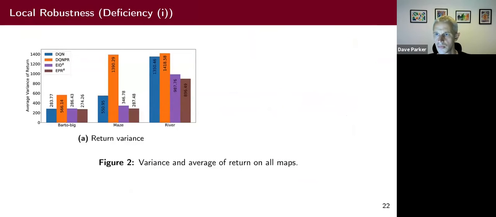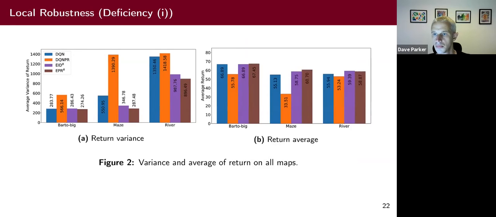This claim can be strengthened when looking at the variance of the return for all methods. Except for the bar-to-big map, which is the easiest task here, the variance of EIDR and EPRR is significantly decreased compared to DQN and DQNPR. The improved local robustness does not only reduce the variance, but it also improves the overall performance, which can be seen when looking at the overall average return.